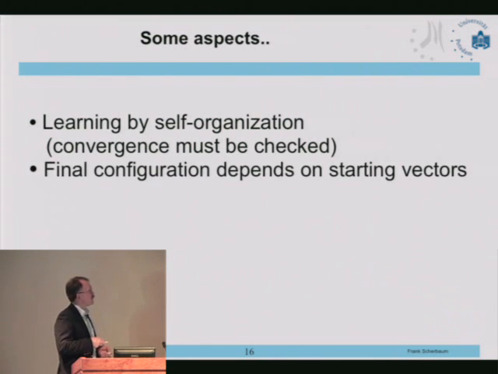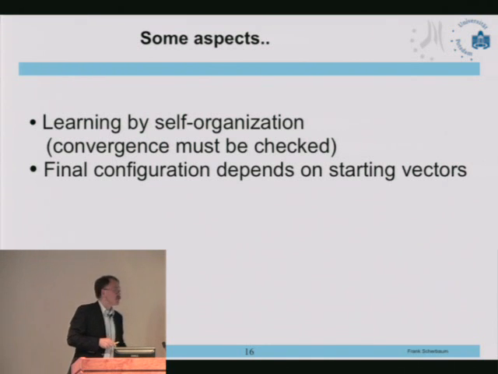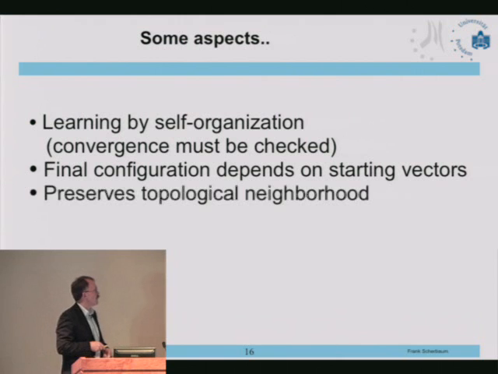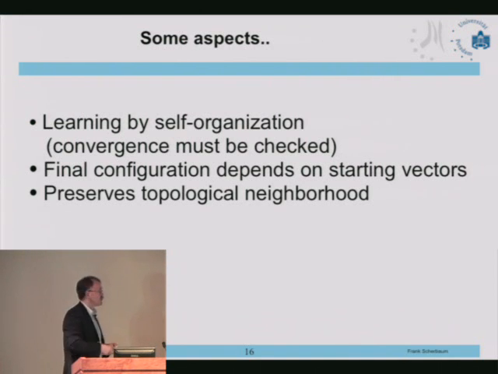And the final configuration depends on the starting vectors. If I had started from a different initial configuration, the net may be oriented by 45 degrees, but it would still be spread out evenly, indicating that it's a uniform distribution. A very interesting aspect is that the topological neighborhood of the network is preserved. So when I map it down to the final SOM, which I'll show in a minute, I know exactly where the prototype vector is located in the high dimensional space if I go, let's say, to the north, to the east, or to the west of a particular node.